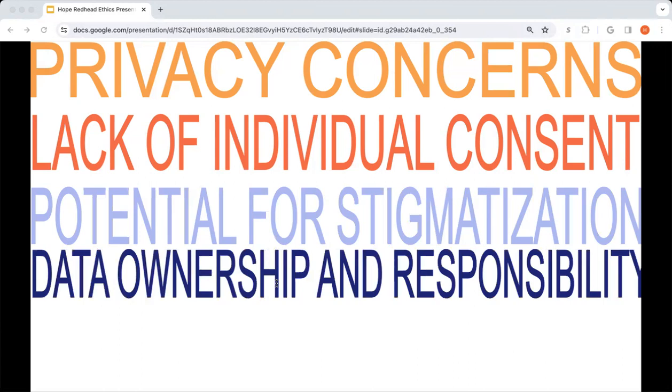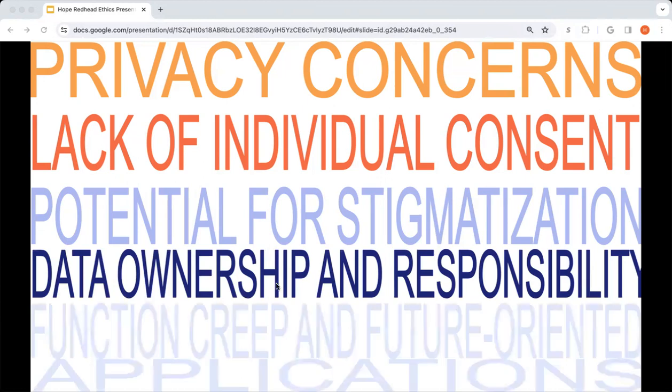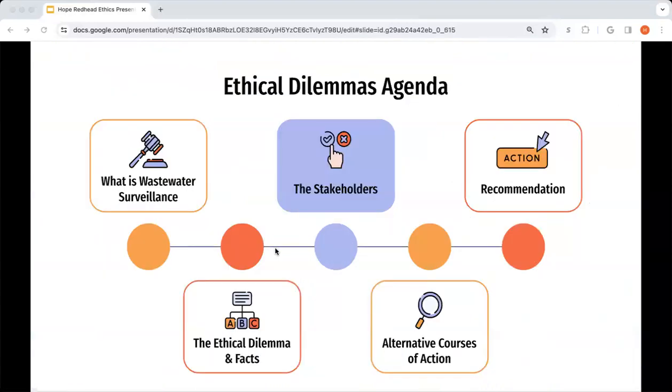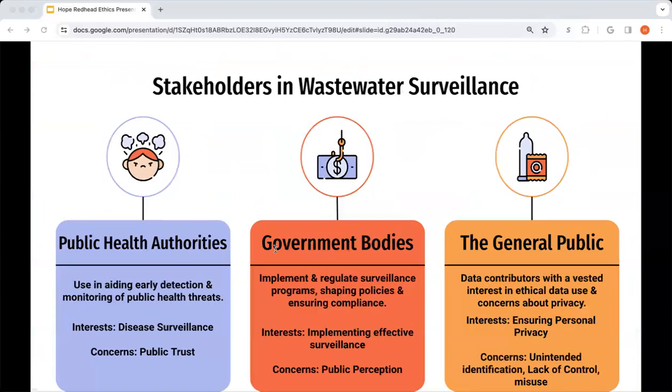The data and ownership. So right now, defining ownership of wastewater data is super unclear, which is raising huge ethical questions. And lastly is this idea of function creep in future-oriented applications. So right now, it's used for good, like we're using it for COVID-19 detection. But in the future, we have no idea where this technology might go and what the purpose might shift to over time.